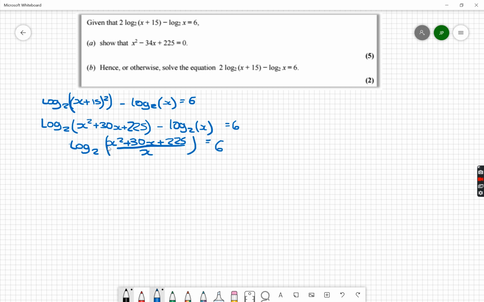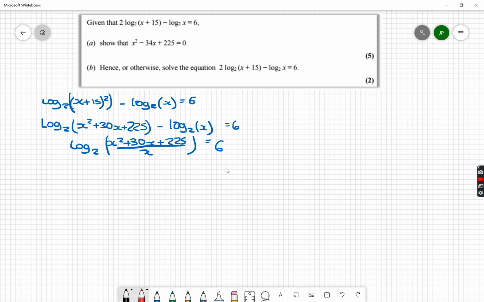So we'll just have a little bit of a simplify. So we'll end up with log base 2 of (x squared plus 30x plus 225) over x equals 6. So I now got it as one fraction. Now what I could have actually done, thinking about it, let's just go back a step. Let's just leave it as that fraction instead. That might be a bit easier, so we'll just ignore that bit. So we're now at a point where we've got it written as a single logarithm.